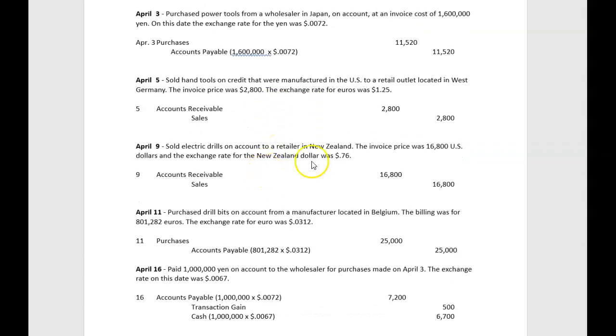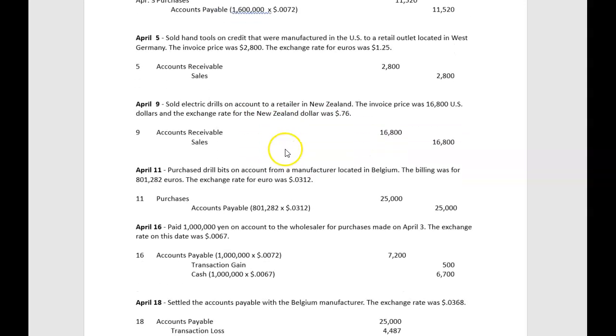Same thing with the next one. The invoice price was $16,800 US dollars. If this were denominated in New Zealand dollars, then we would have to do a calculation, but since we're in US dollars, we don't. So just be careful with that.